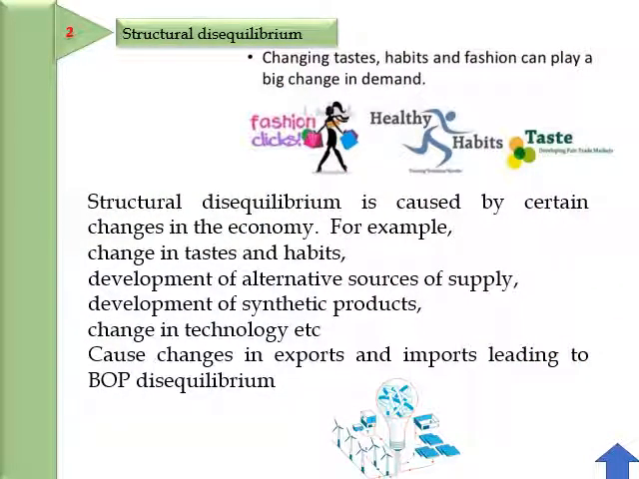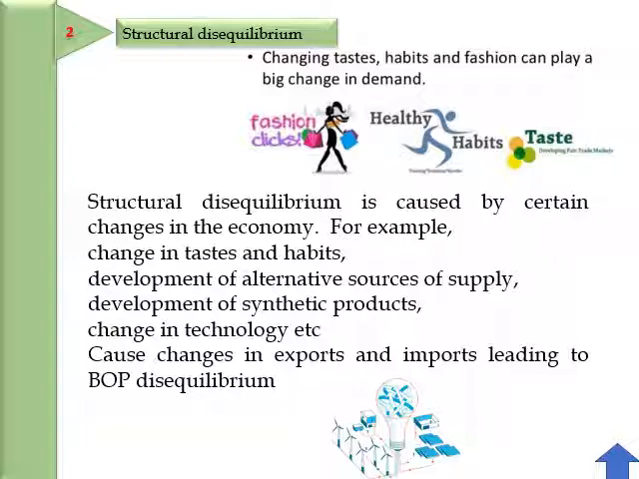Structural disequilibrium is a type of balance of payment disequilibrium caused by certain changes in the economy. For example, changes in tastes and habits, development of alternative sources of supply, development of synthetic products, changes in technology, etc. may cause changes in international demand, leading to disequilibrium in the balance of payment.